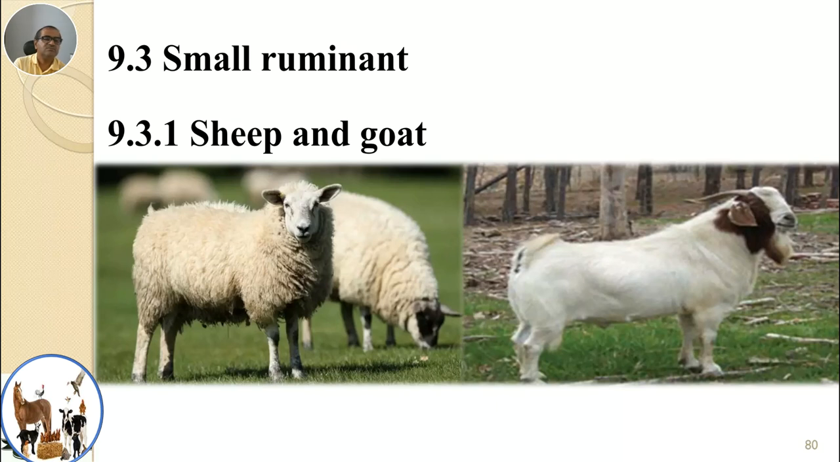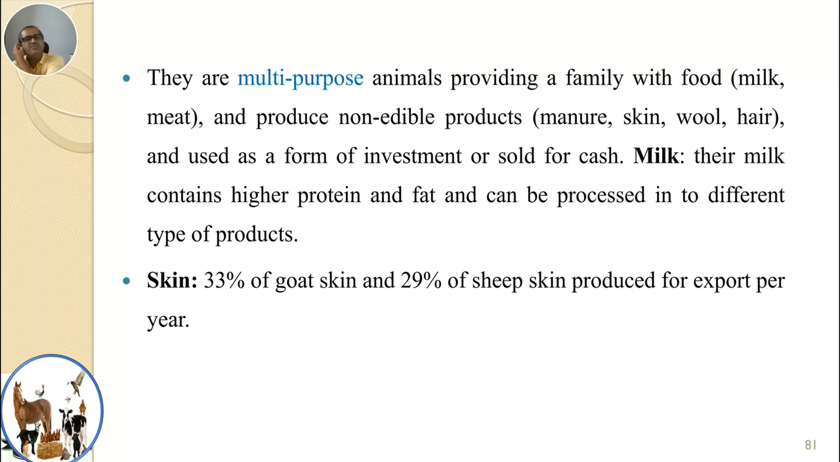And coming to the small ruminants, we have the sheep and goat, which are very commonly reared in India and many parts of the world. They are multi-purpose animals, providing a family with food, milk, meat, and non-edible products like manure, skin, and wool or hair. All parts of the sheep and goat can be used for investment and sold for immediate cash.